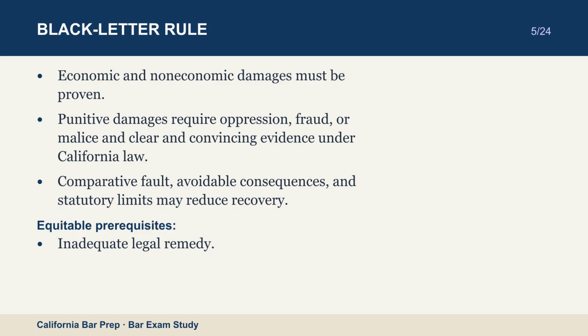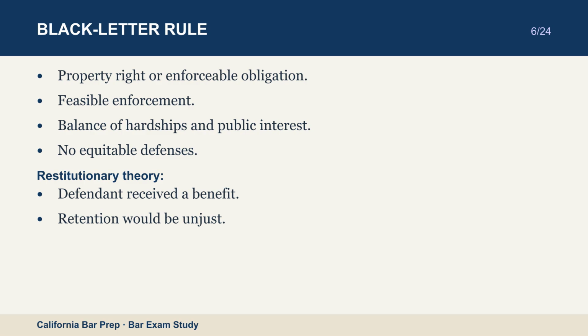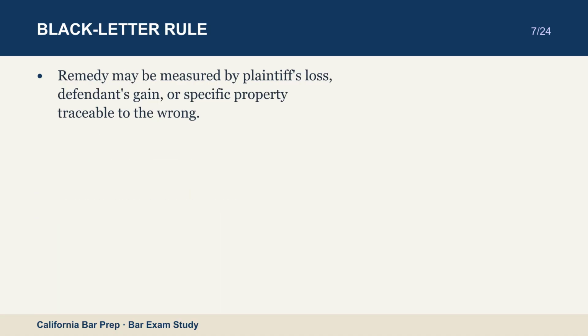Equitable prerequisites. Inadequate legal remedy. Property right or enforceable obligation. Feasible enforcement. Balance of hardships and public interest. No equitable defenses. Restitutionary theory. Defendant received a benefit. Retention would be unjust. Remedy may be measured by plaintiff's loss, defendant's gain, or specific property traceable to the wrong.